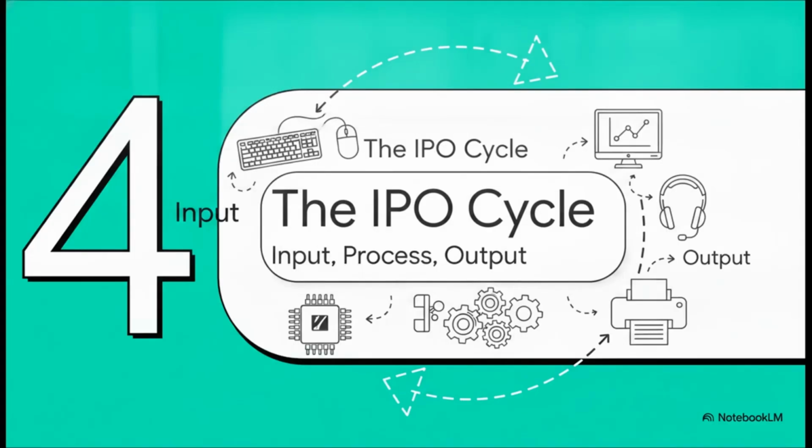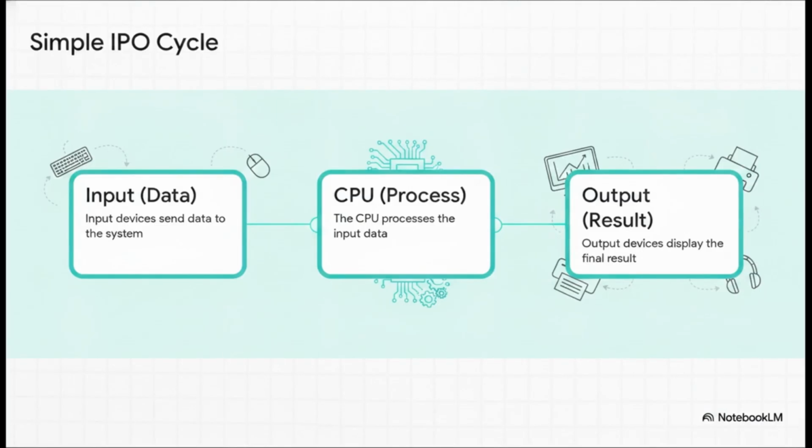Section 4, the IPO cycle. This brings us to a really core concept of how data journeys through a computer system from start to finish. It's called the IPO cycle, which stands for input, process, output. It's wonderfully simple. Step 1, input devices capture the raw data. Step 2, the CPU does the actual processing and calculating. It's the brain doing the heavy lifting. Step 3, output devices present the final result back to you. Almost everything you do on a computer, no matter how complex, follows this exact three-step journey.